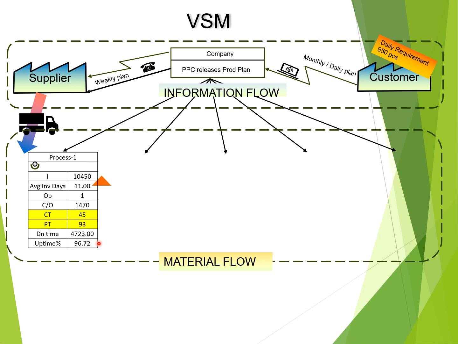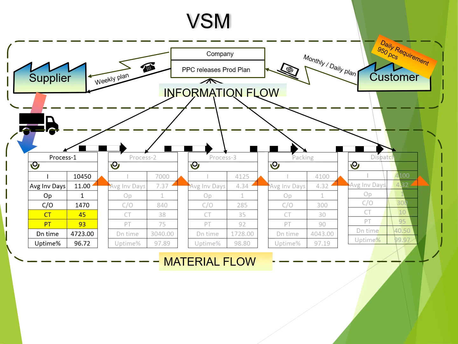Downtime was 4723 seconds, and uptime was 96.72%. So I have done it only for process 1. The same calculation will be applicable for remaining processes. This triangle is the symbol for inventory days. This is a symbol when we are moving to the next process.